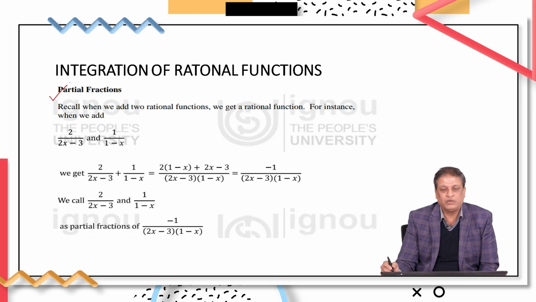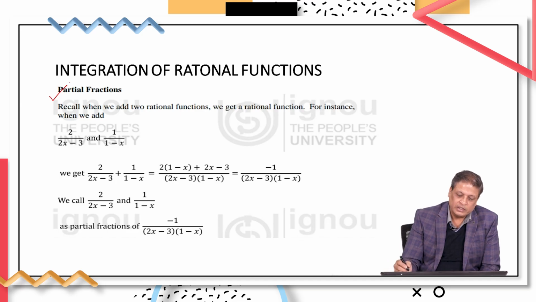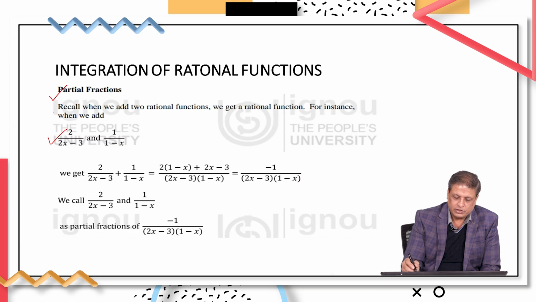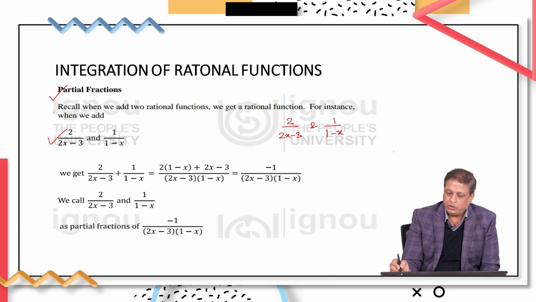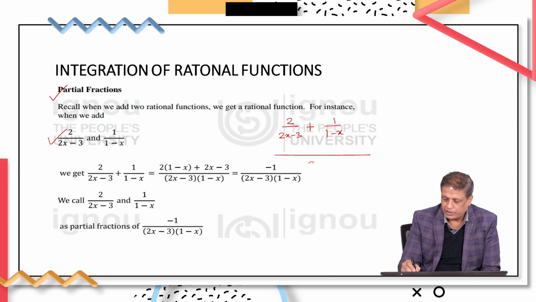So, let us first deal with what partial fractions are. We need to understand some of the important terms and terminologies before attempting this technique. In order to understand what a partial fraction is, let me give you an illustration wherein we are given two fractions, 2 upon 2x minus 3 and 1 upon 1 minus x. Now, if we add these two, just taking the LCM, you are going to get (2x minus 3) into (1 minus x).